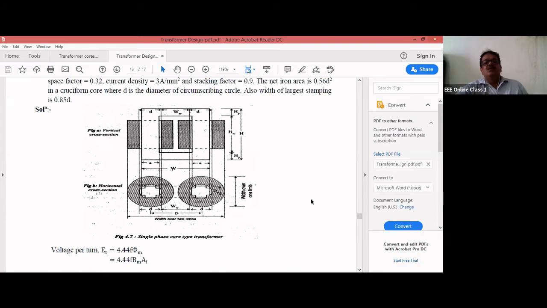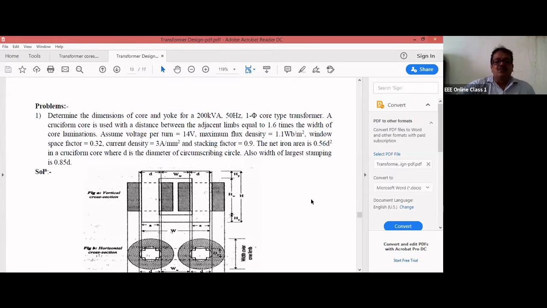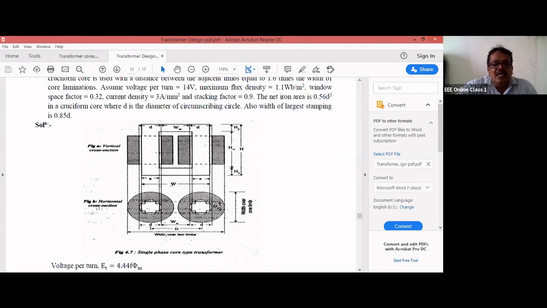So what you have to find out is the dimension of the core. Dimension of the core means, if you take cruciform, the width of the largest stamping A, which I have to find out, even the width and the depth. The width is A, and in the cruciform core the depth of the core will also be A. So you have to find out A.